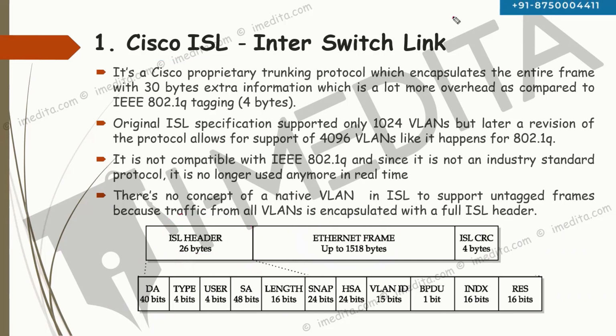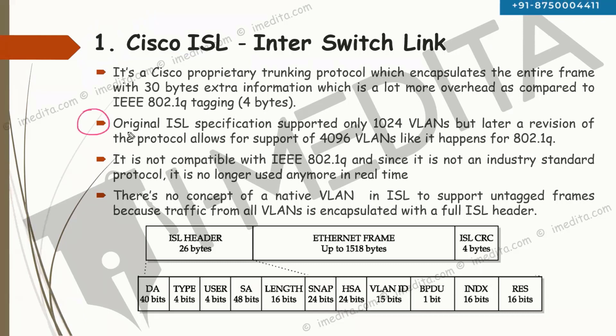So when the traffic is being sent out of the trunk link, 30 bytes of extra information will be added. When the traffic is received on the other side, that 30 bytes of extra information has to be processed and removed. So it is comparatively a lot more overhead than the .1Q protocol. Because of this overhead, companies are no longer using the ISL protocol. They went ahead with the .1Q protocol, which became the standard protocol to perform trunking in a modern day network.